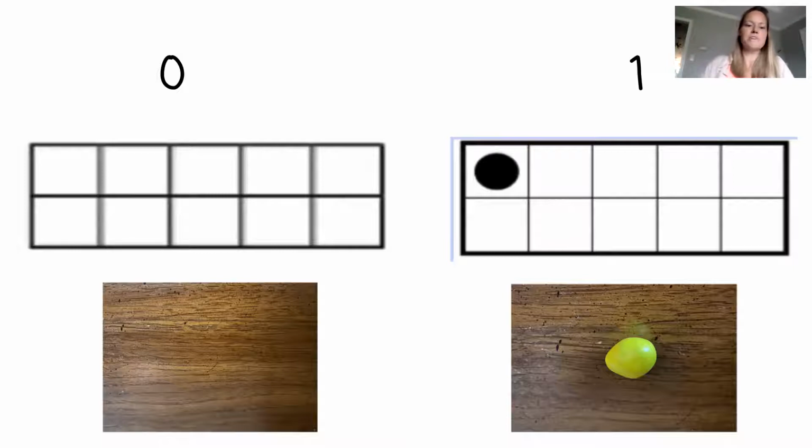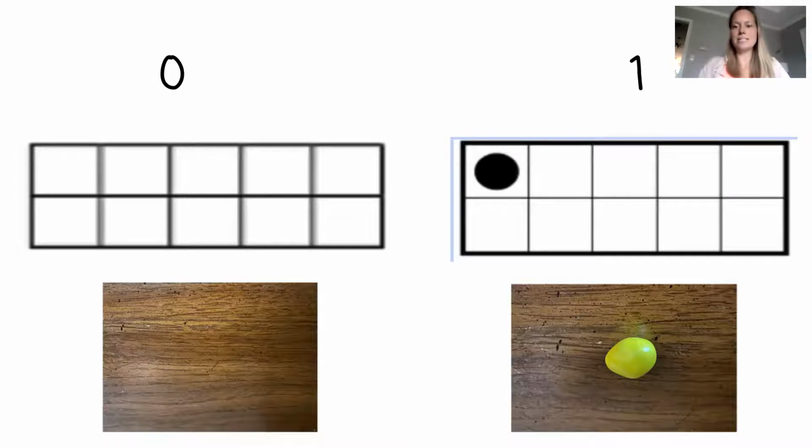So if you notice on the first 10 frame, we see above it, there is a number 0, and there is nothing inside the 10 frame. All of the little squares, they're empty because there's nothing there. And then you look down lower below and you see the picture again of no M&Ms. There are 0 M&Ms and there's 0 items in the 10 frame.